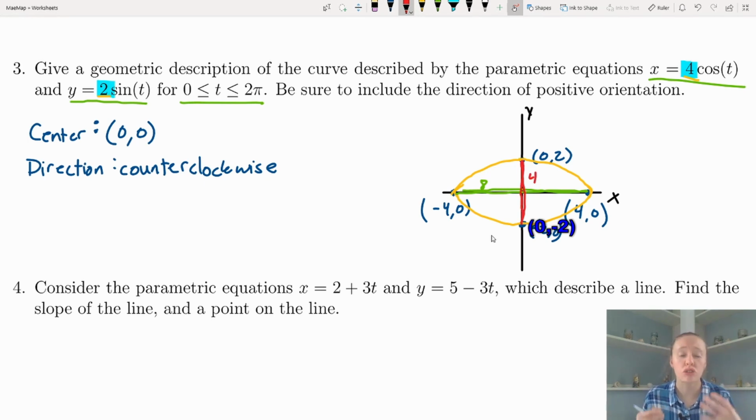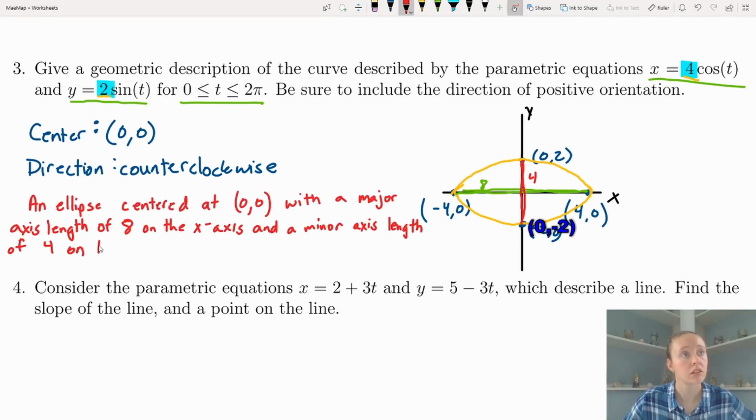So how we would describe this geometrically would be, we would describe the shape, so it's an ellipse, centered at, where is it centered at? 0, 0, with a major axis length of 8 on the x-axis. So saying descriptively that our major axis is our x-axis, which is 8, and a minor axis, which occurs on the y-axis, that length is 4. And we also have to say the direction. So it's going to be generated, and what was that direction again?